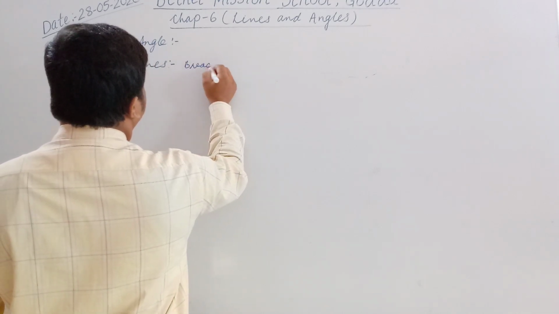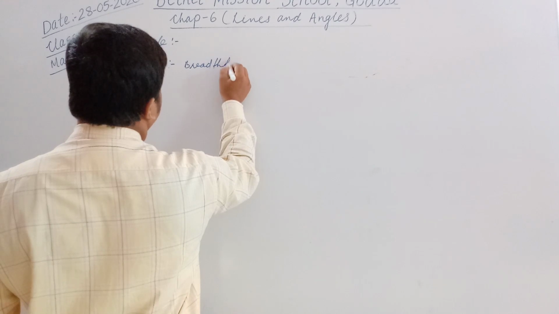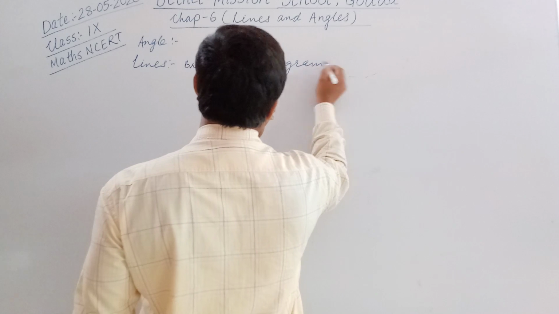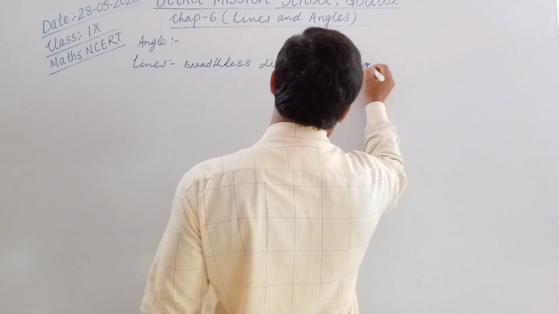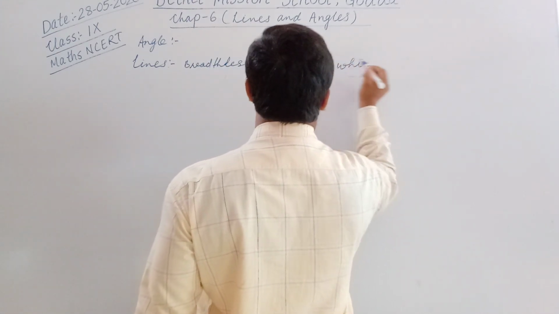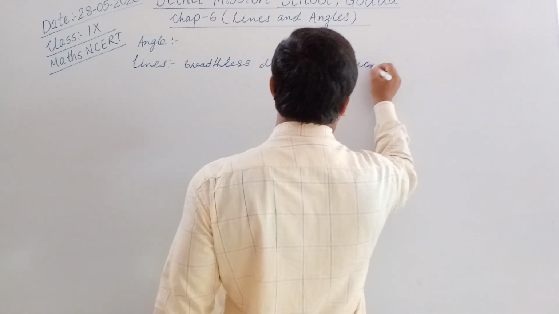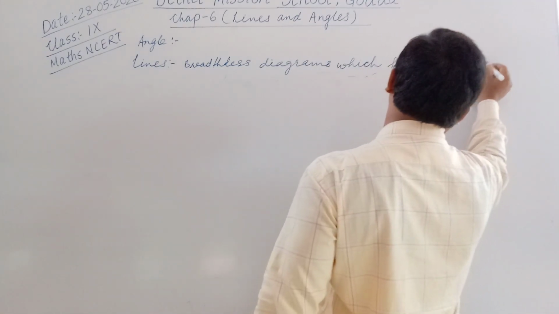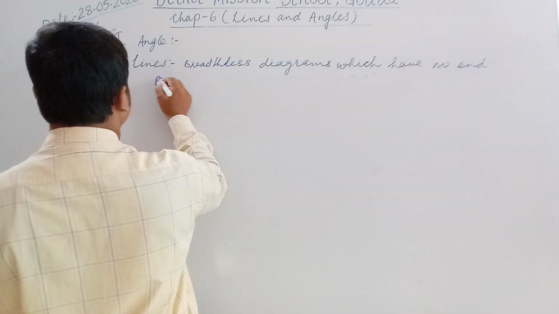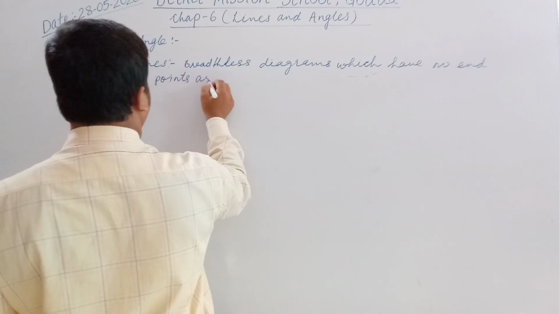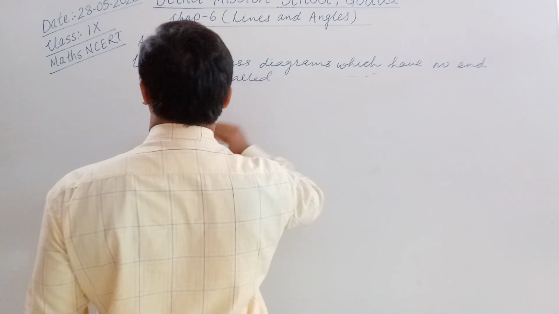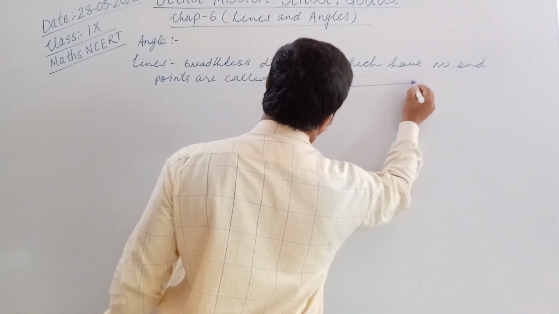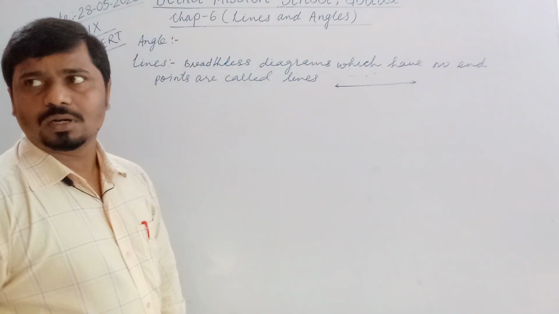A breadthless diagram which has no endpoints is called a line. So you have seen the diagram; this type of diagram is called a line.